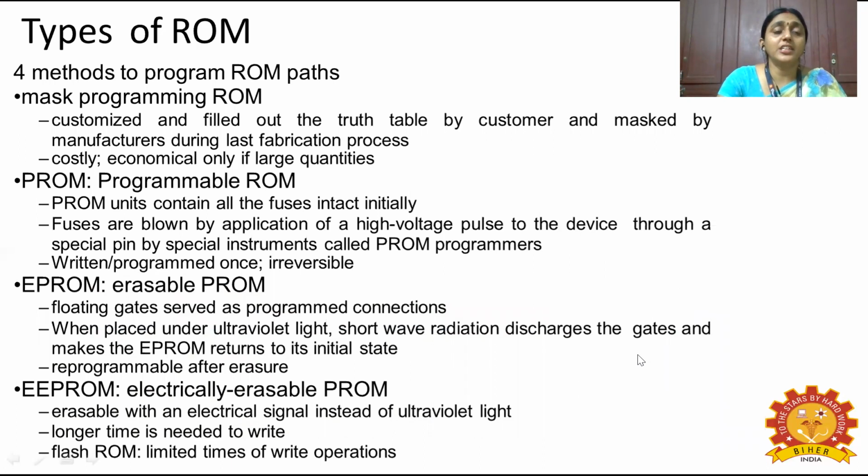And now we will see the types of ROM, read-only memory. So what are the different methods to program the ROM parts? The first is mask programming ROM. Here it is a customized and filled out truth table by the customer and masked by manufacturers during the last fabrication process. And it is costly, economical only if large quantities are being used.